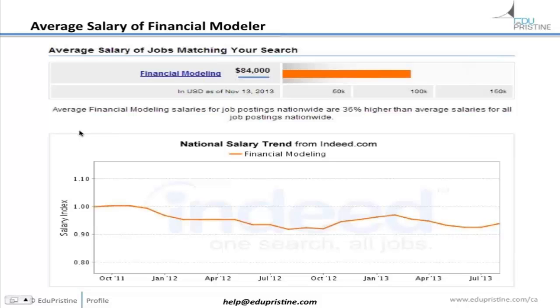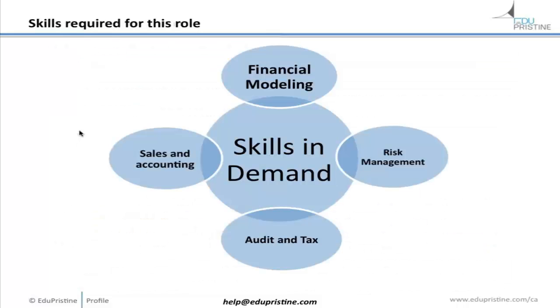So I would suggest that it's a good market to be getting into with the right skills. Now, there are a number of skills that are required for financial modeling. As you can see, financial modeling in bold up the top is one area of that. There's a lot of skills in demand around sales and accounting, as there always will be, audit and tax from a compliance perspective, risk management from a company's perspective.